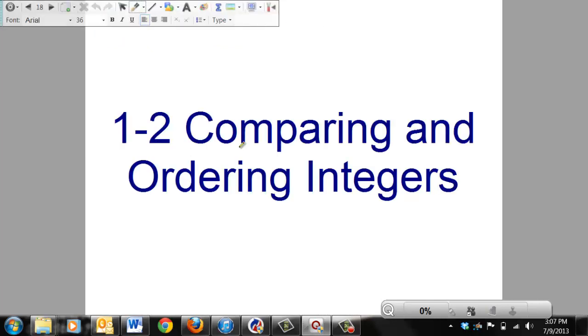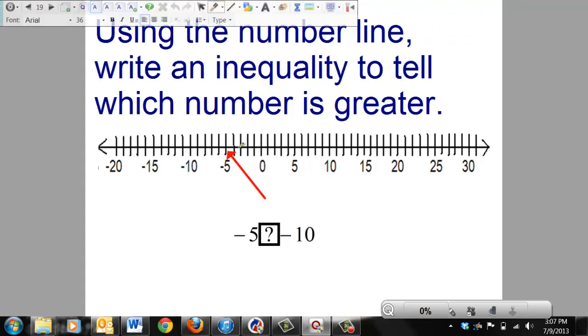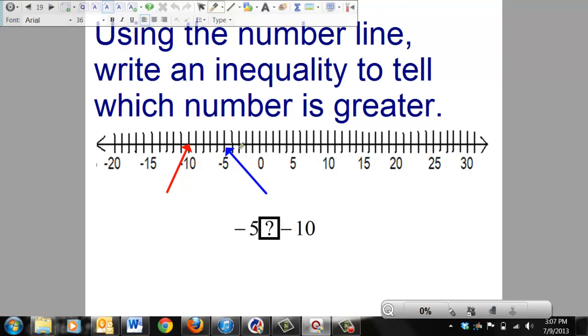Let's move on to another lesson. Finish the first one. Let's go to the second one. 1-2, comparing and ordering integers. And by the way, both these are for the first day of class. Using the number line, write an inequality to tell which number is greater. So they want us to use the number line to do that, and they gave us this pretty number line going on here. And we can say, well, you got our negative 5, which is right there, and our negative 10 is right there.